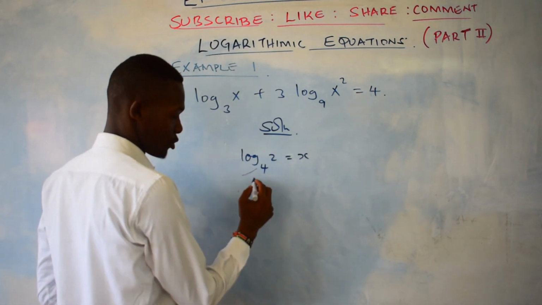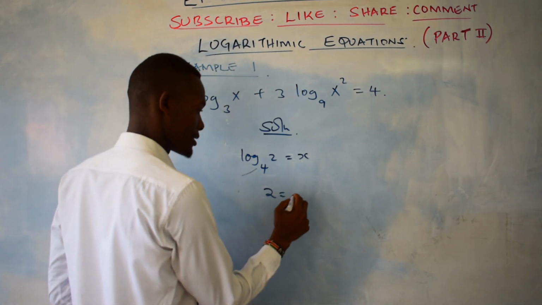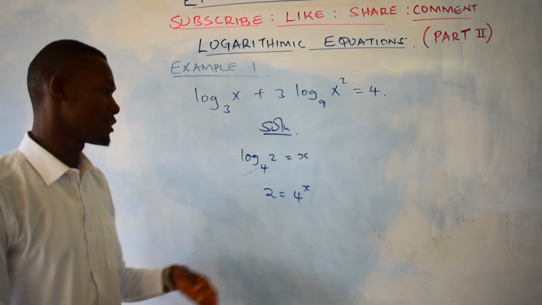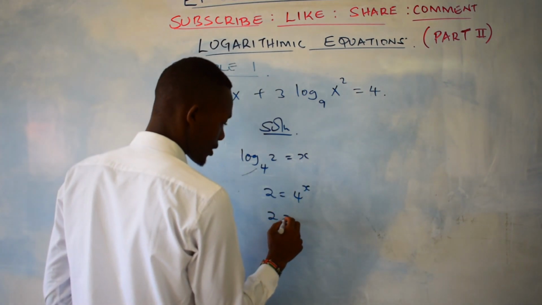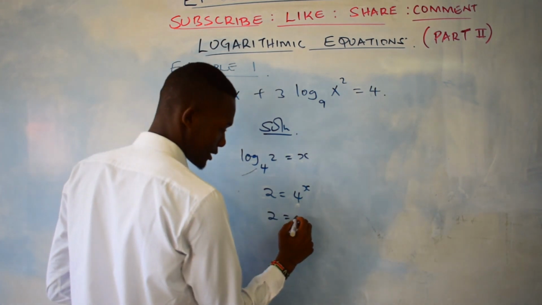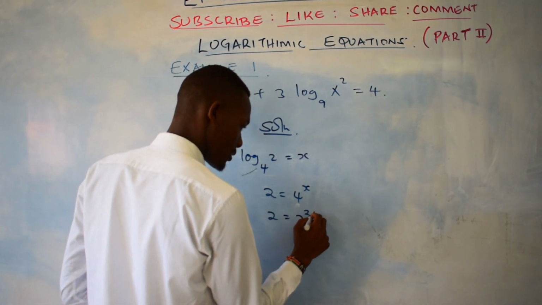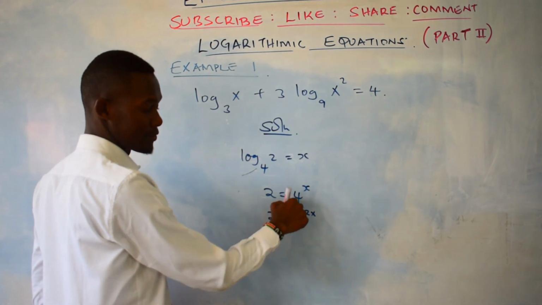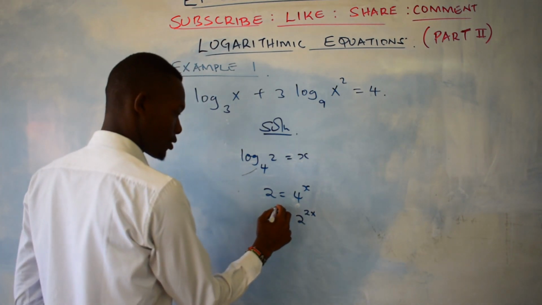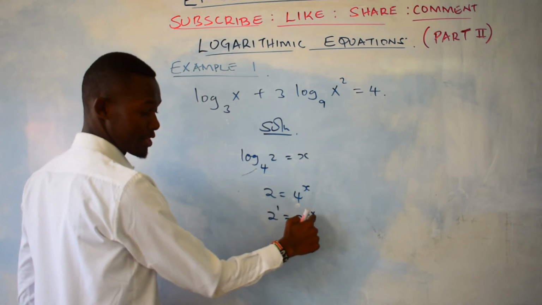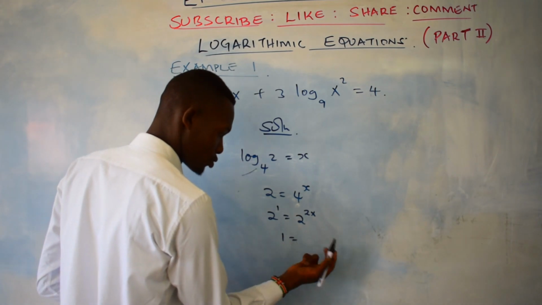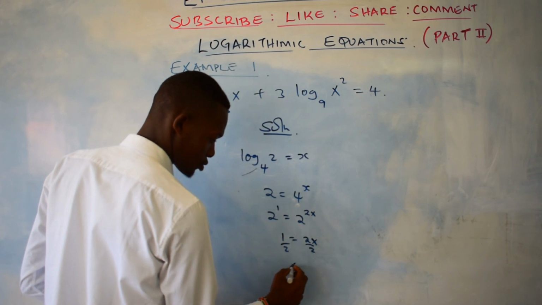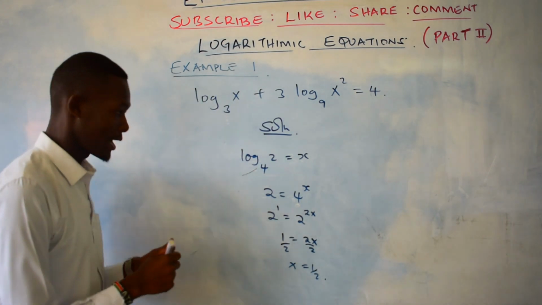Expanding this, 2 is the same as 4 raised to the power x. You can write 4 as a power of 2, so it is 2 squared, which gives us 4. Our power on the left is 1, so this power and this power should be the same. So we have 1 equals 2x. To find the value of x, we divide 1 by 2, so x equals a half.